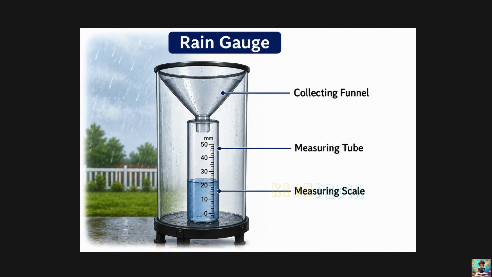The rain gauge has three important parts. At the top, there is a collecting funnel. When it rains, the rainwater falls into this funnel. The water then collects inside a measuring tube or cylinder. Along the side, there is a measuring scale, and the scale tells us how much rainwater has been collected. So, it is a very simple instrument, but it helps scientists measure rainfall accurately.